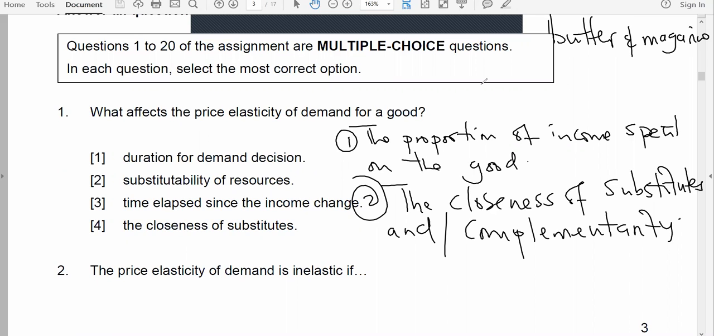But however, if there are no substitutes, for example, let's talk about alcohol in general. Let's talk about alcohol as a product. What are the substitutes of alcohol? If you, let's have an example, you drink alcohol.